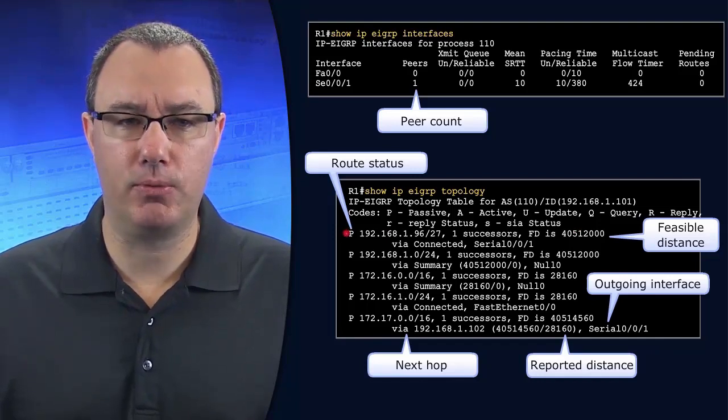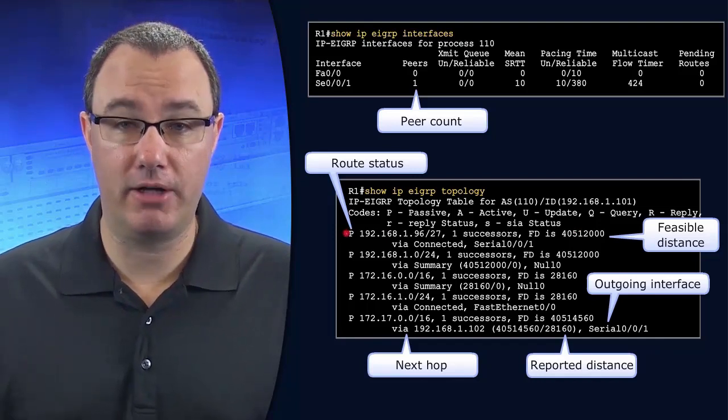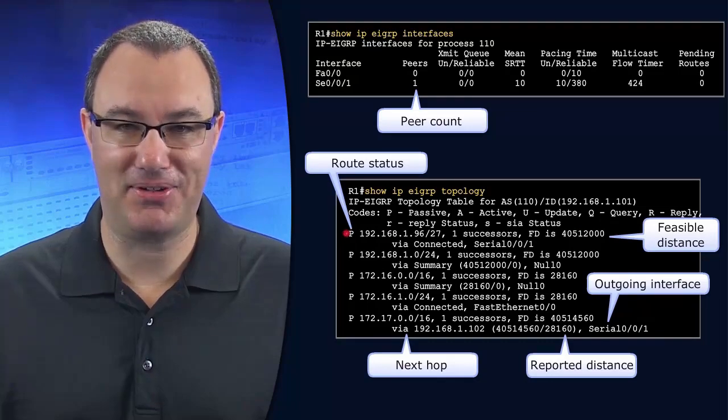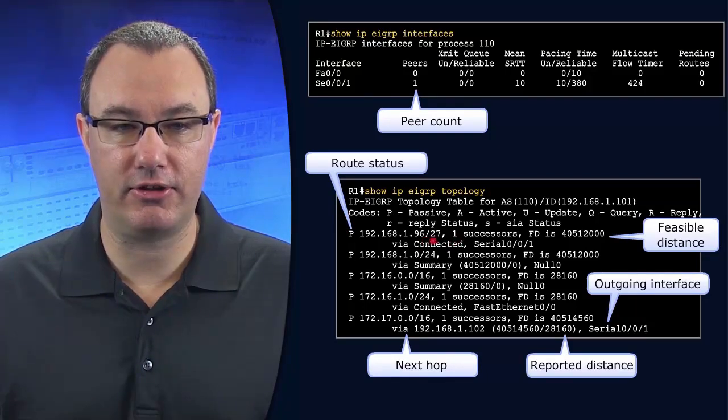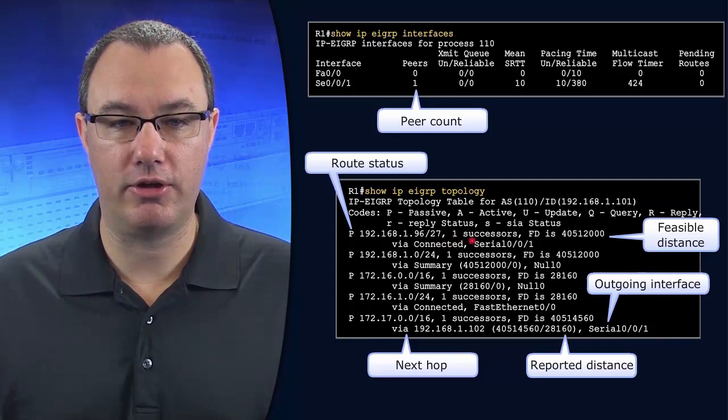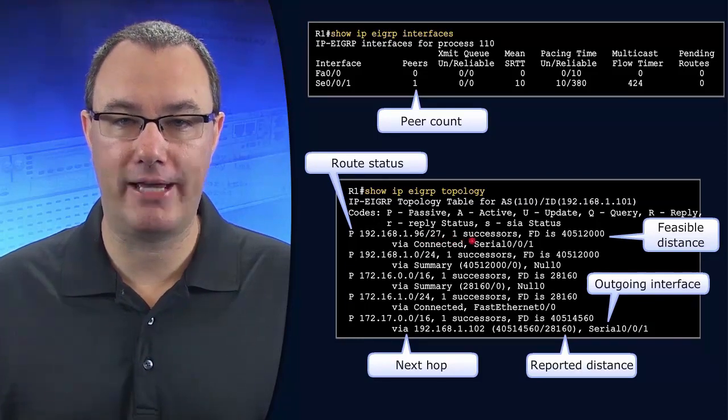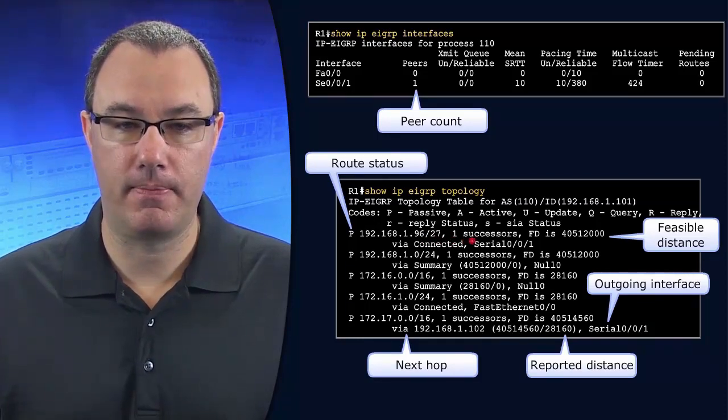Let's make sure we can read each of these lines. We must be able to do that. I can't stress that enough. We must be able to read these. So a successor, as we can see here for the 96/27 network, a successor is the best route to that network. The best. Feasible distance, FD, is the metric.